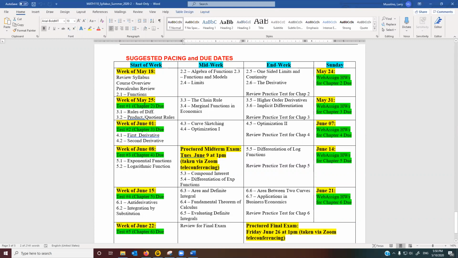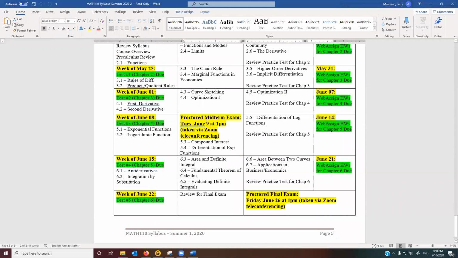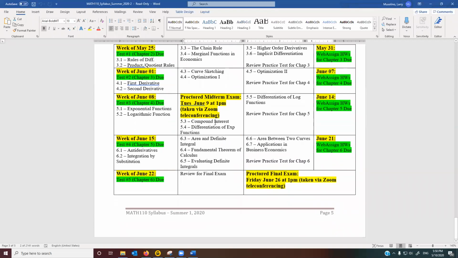Then you're going to be taking a test on Mondays. And I'll explain more about this in just a few minutes, but I just wanted to show you this is a calendar. Please keep this calendar handy. Mark down these due dates, and I'll show you these due dates are also published in WebAssign.